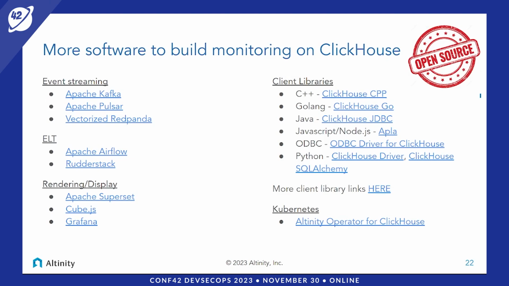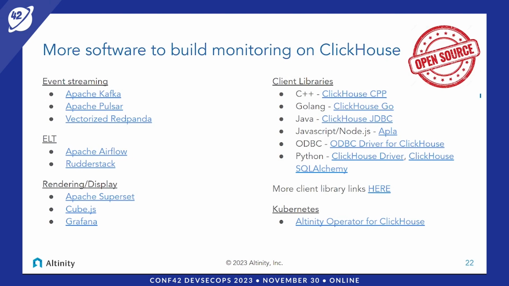It has a huge number of libraries and software packages that work with it. Everything from Kafka to Airflow, and then for display, as we saw, Grafana, Superset, Cube.js, a bunch of different client libraries. We do a lot of work with Golang, but if you like Java, if you like Python, the drivers are all there. And then if you want to run it on Kubernetes, there's the Altinity operator for ClickHouse, which I mentioned at the start of this talk.